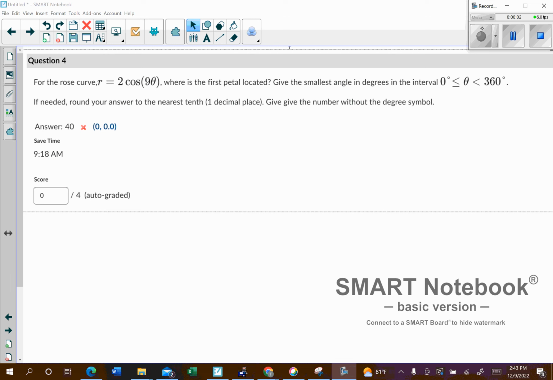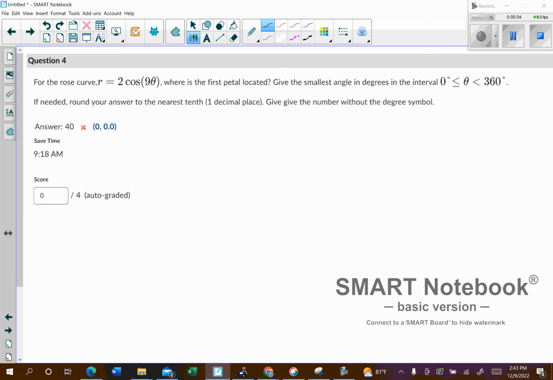All right, let's look at number 4 real quick. So right here it says for the rose curve r equals 2 cosine of 9 theta, where's the first petal located? Give the smallest angle in degrees in the interval between 0 inclusive and 360 non-inclusive.